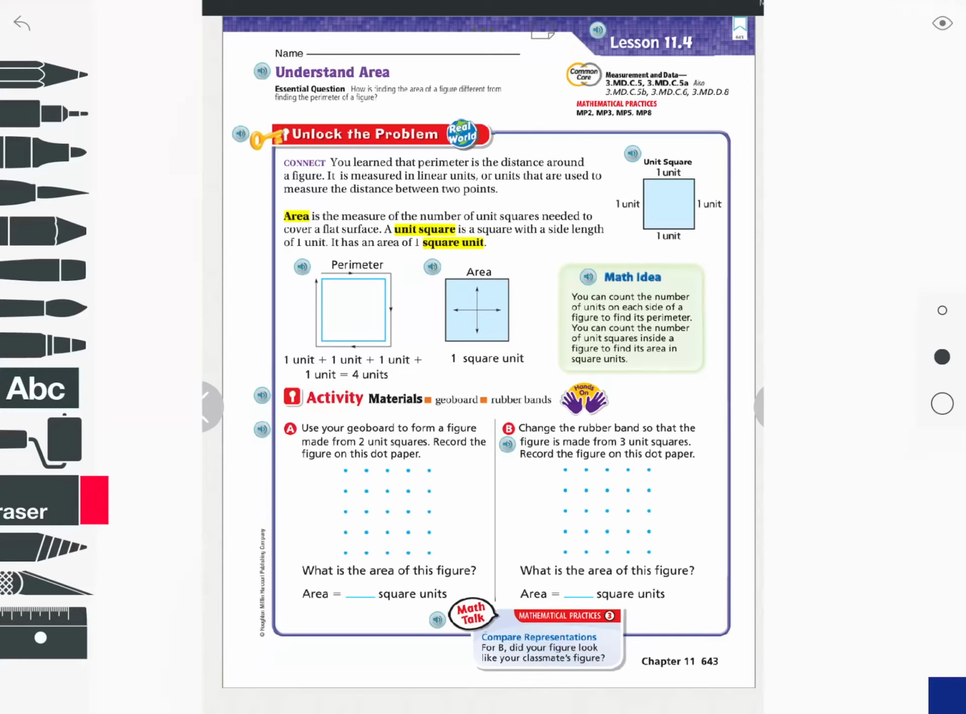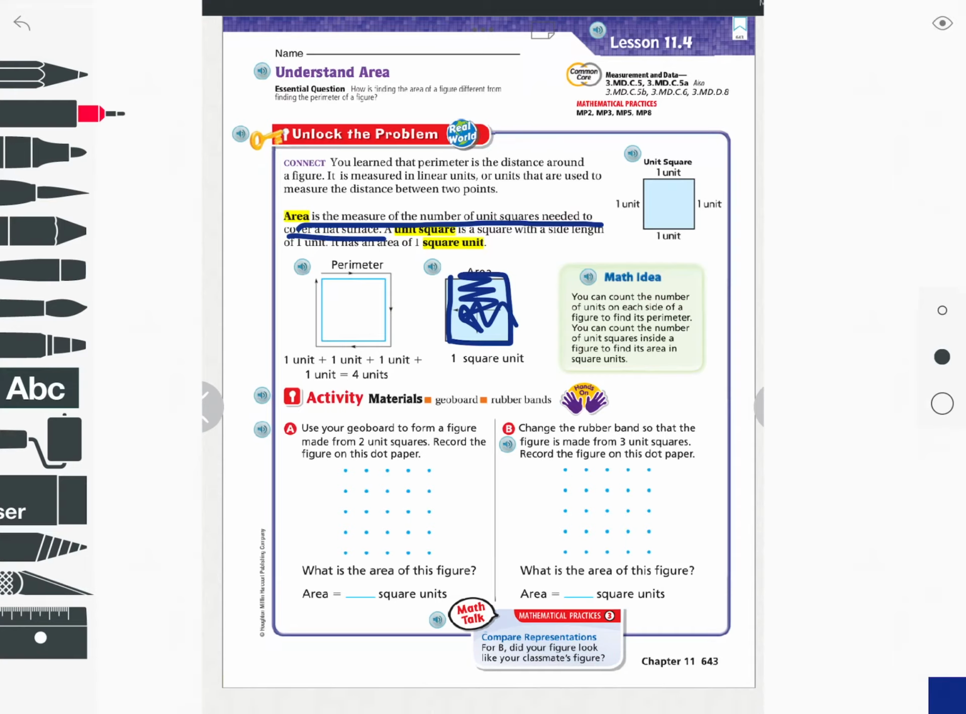So today we're going to review area, and then I'm going to introduce today's lesson. Just a quick review: remember, area is the measure of the number of unit squares needed to cover a flat surface. Okay, so if I want to find the area, I'm finding the inside measurement.